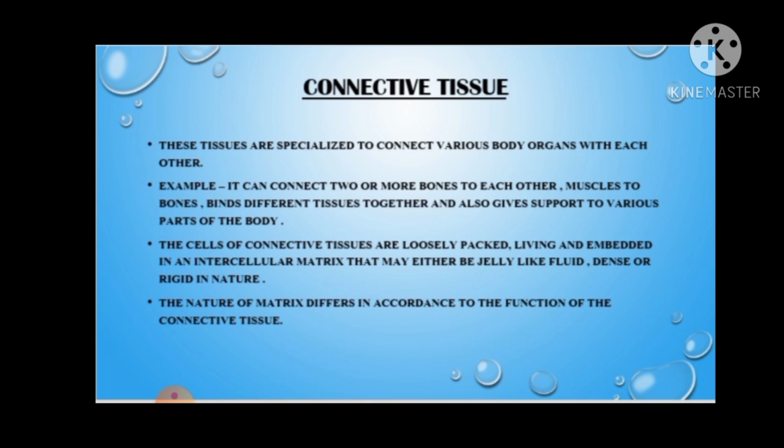So students, the main function of connective tissue is to connect different body organs. And one thing which you have to remember is that it can be divided into different types on the basis of the matrix. And the matrix may be of many types. It may be jelly-like fluid, or it may be very dense, or it may be rigid in nature. So on the basis of the nature of the matrix of the connective tissue, we can divide the connective tissue into various types.